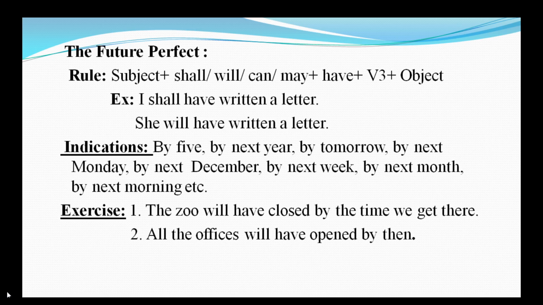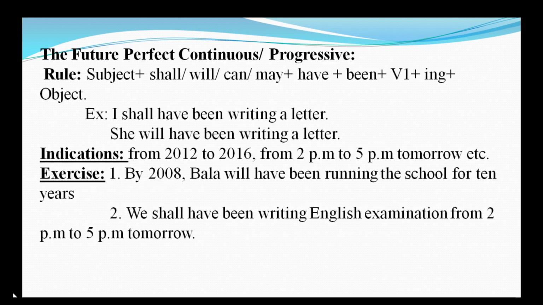The future perfect tense is only for actions that will be complete before a specified point in the future. In other words, the action you are talking about must have a deadline. If you don't mention a deadline, use the simple future tense instead of the future perfect tense. The next tense is the future perfect continuous or progressive tense.